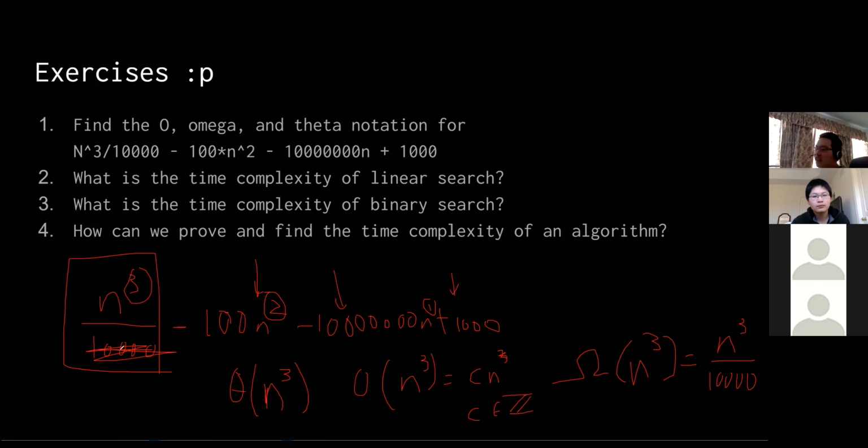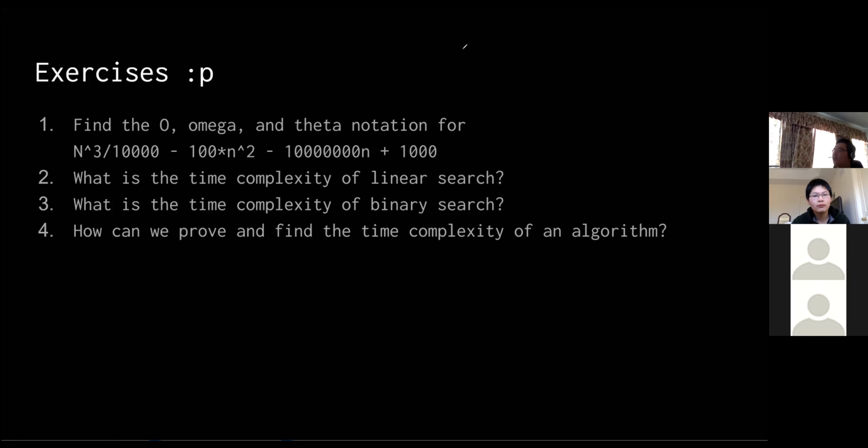It doesn't matter if it's over 10,000. It doesn't matter if you divide by 10,000, if you divide by 10 to 100, or if you multiply by 6. It doesn't matter whatever you get. Delete the constant when it's big O. All right. Up to here, if there are any questions, feel free to ask in the chat.